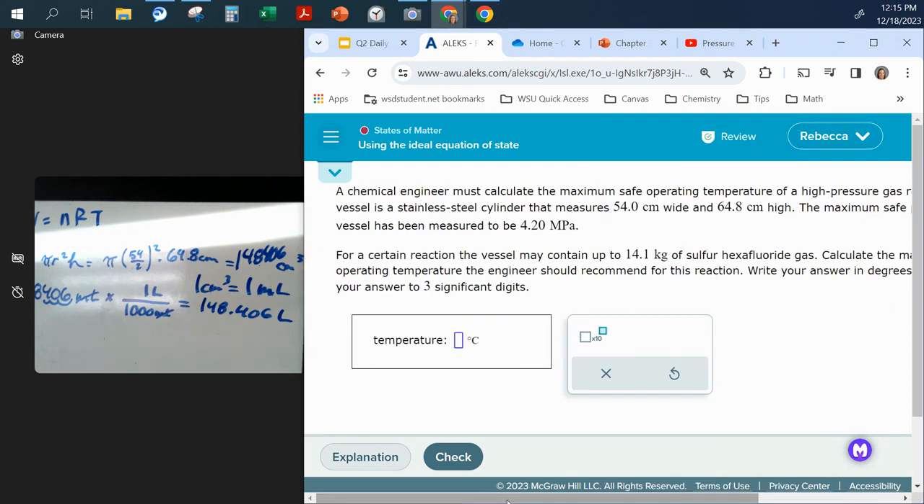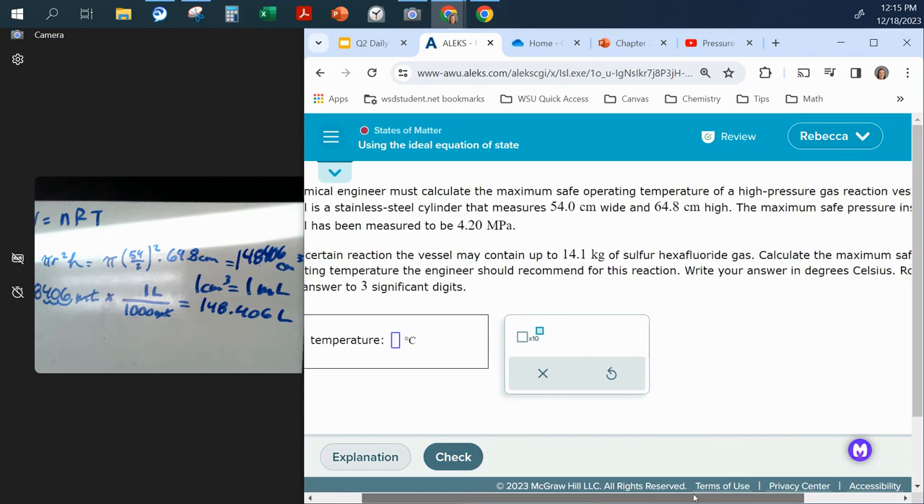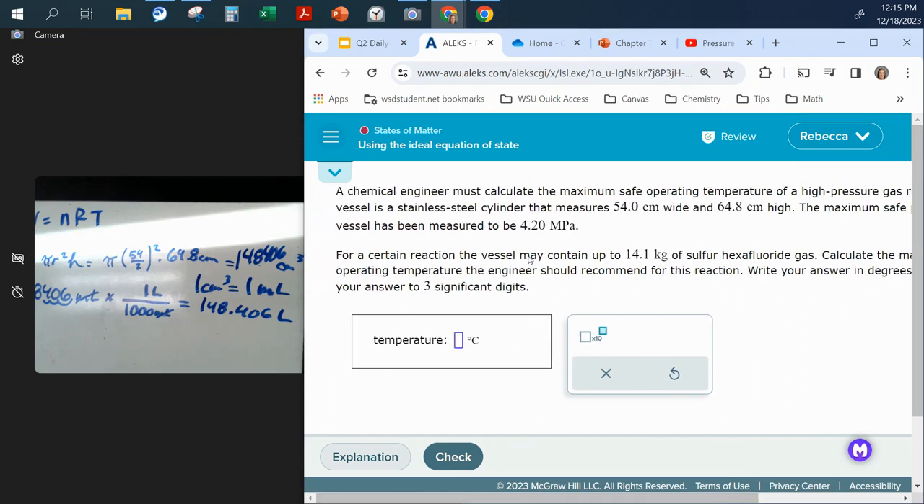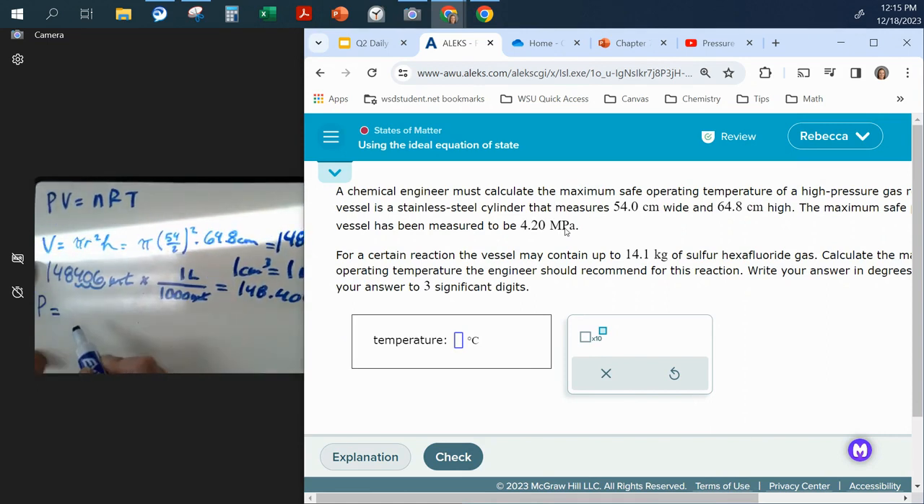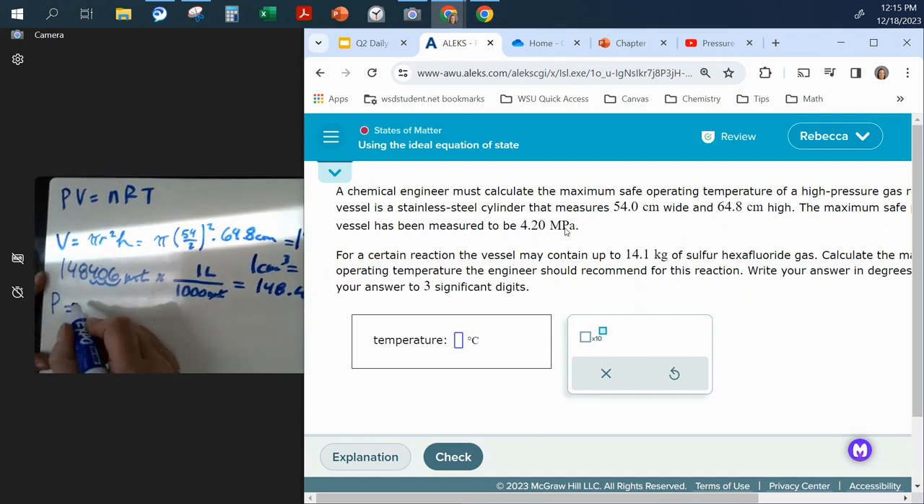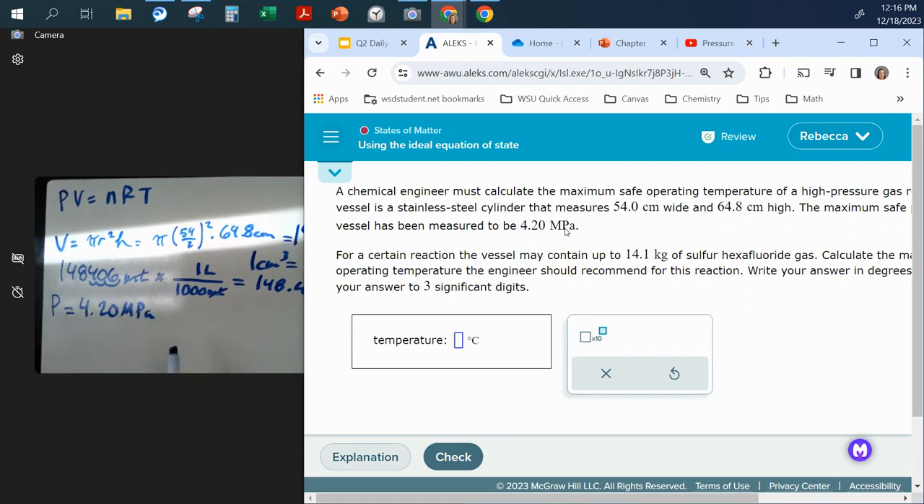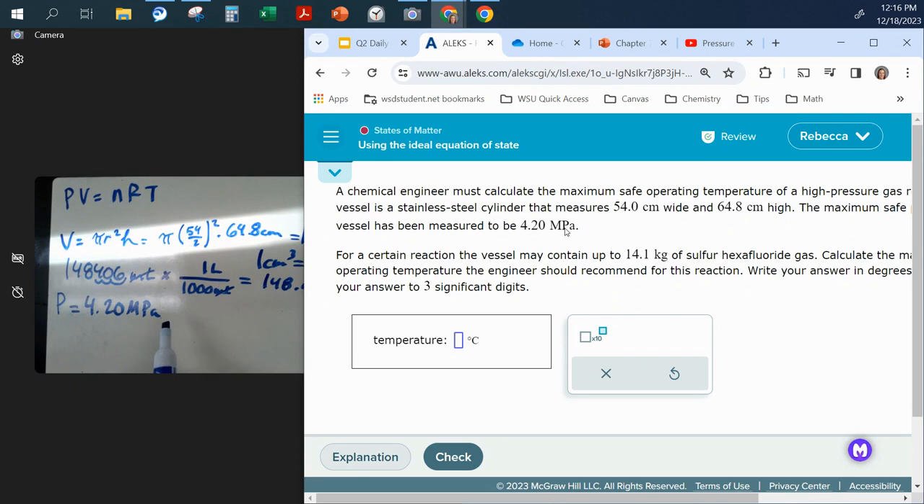Okay, what else are they giving us? The maximum safe pressure is 4.2 megapascals. Great. We have our pressure, but it's not in atmospheres, so we have to convert that to atmospheres. This is the worst problem in all of ALEX. So if you can do this one, then you're set. Okay, so we have megapascals. Mega is times 10 to the 6.